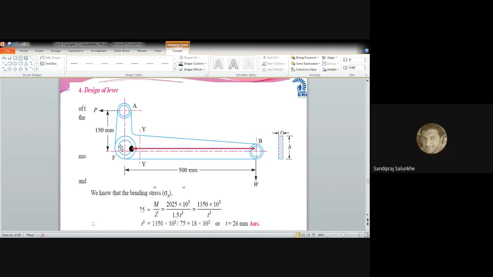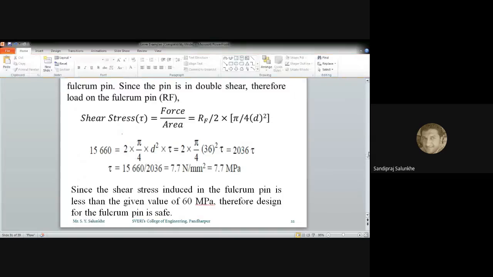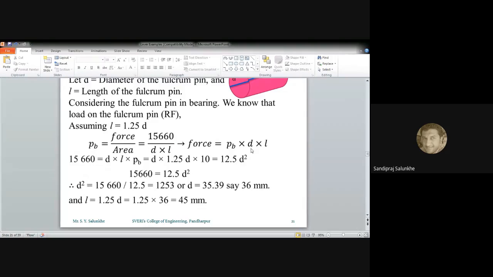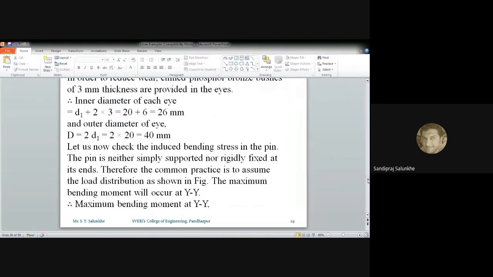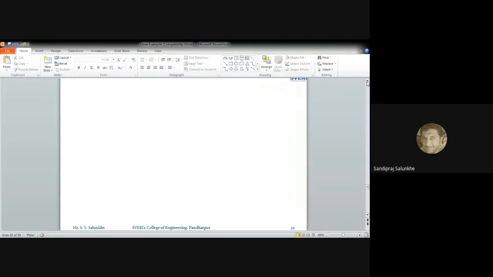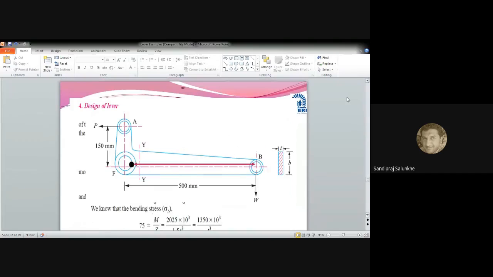How much less? Is it equal to half of the diameter of the pin which we have calculated at point F? So what is the diameter of the pin which we have calculated at point F? The diameter of the pin at point F which we have calculated is equal to 36 millimeter. Right, 36 millimeter. So we just have to subtract 36 by 2 from 500 millimeter, and at that point we have to calculate the bending moment.